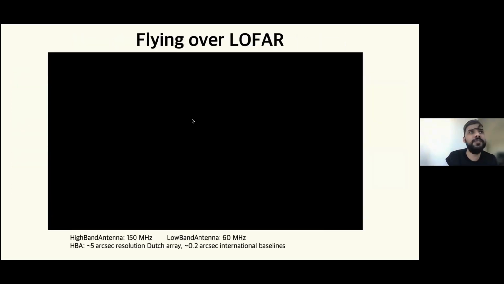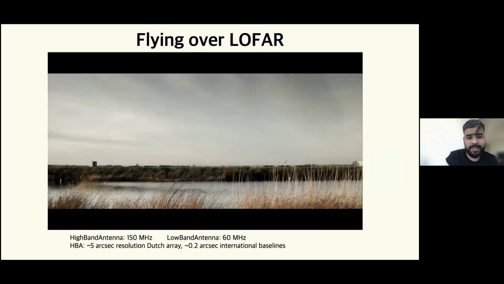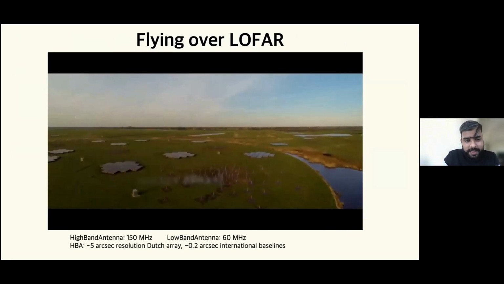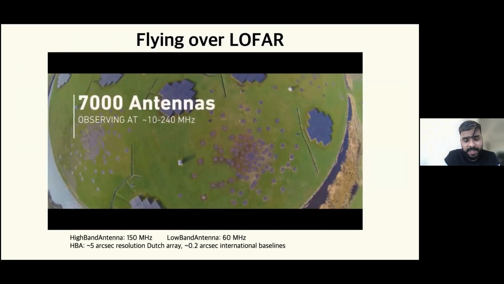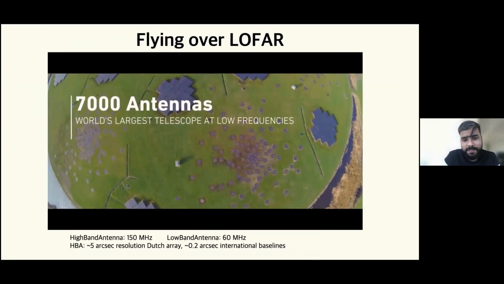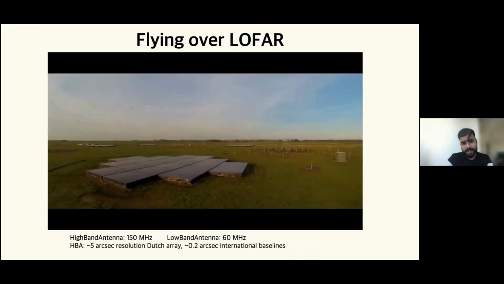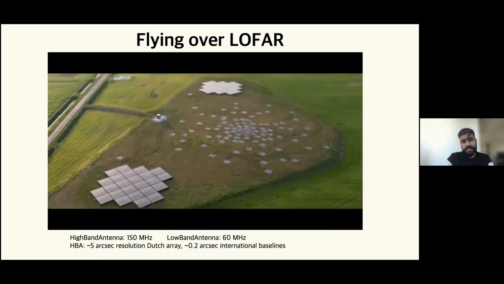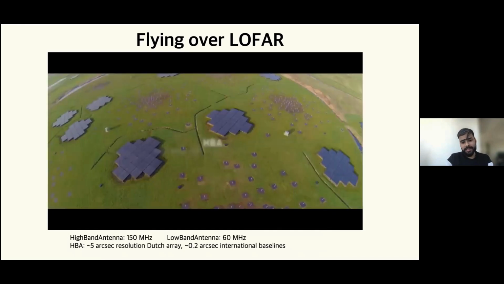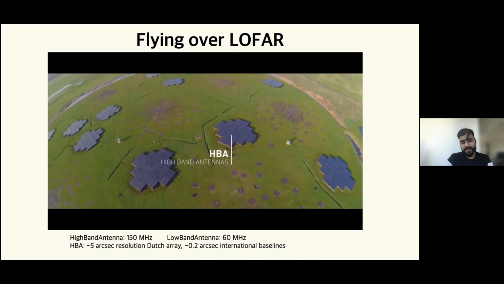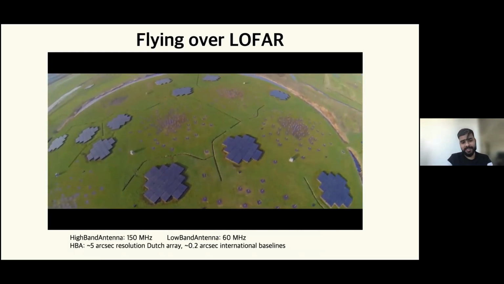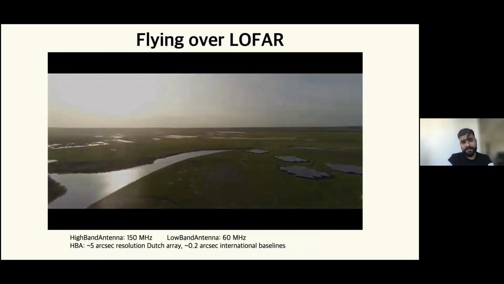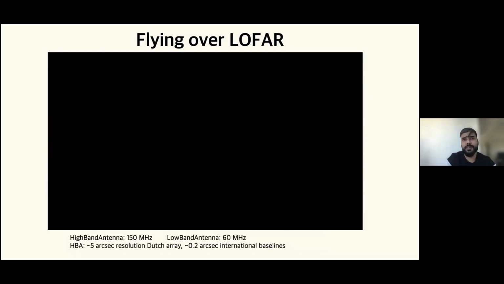I have a short movie to give you an idea of what LOFAR looks like. So these are the LOFAR antennas in Enschede, Netherlands. These are the high band antennas that observe at about 100 to 200 megahertz. These black tiles that you see. It's very different from conventional radio telescopes, which have dishes and mechanically move around. So that was LOFAR.